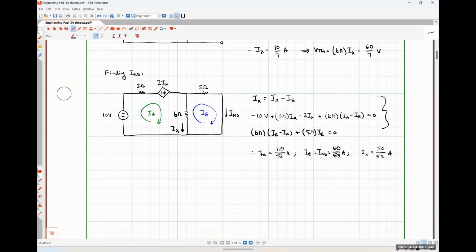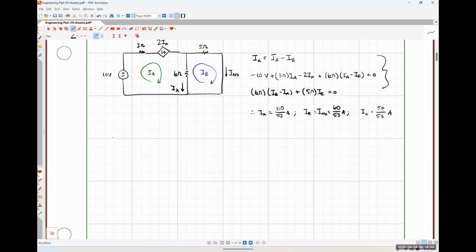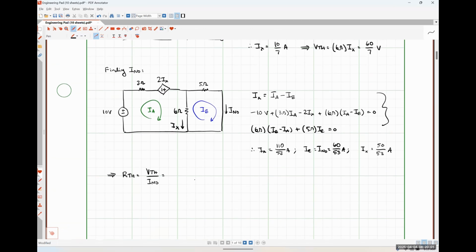Okay, so putting these two pieces of information together, we should be able to say that our Thevenin resistance is simply the ratio of our Thevenin voltage divided by our Norton current. So that would be 60 over 7 volts divided by 60 over 53 amps. And if my mental faculties are working correctly today, that's going to look like 53 over 7 ohms, but I'll throw that in my calculator to just make sure.